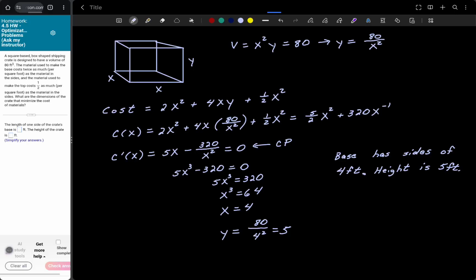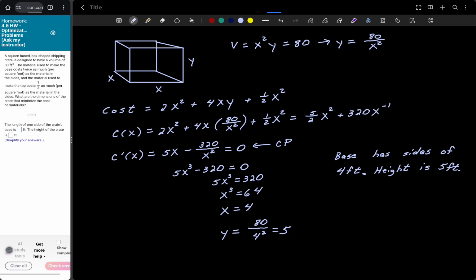Hi all, let's look at this optimization problem in section 4.5. In this one, we have a square-based, box-shaped shipping crate designed to have a volume of 80 cubic feet. The material used to make the base costs twice as much per square foot as the material to create the sides, and the material to create the top costs 1/2 as much as the material for the sides. We're supposed to find the dimensions of the crate that minimize the cost of the materials.